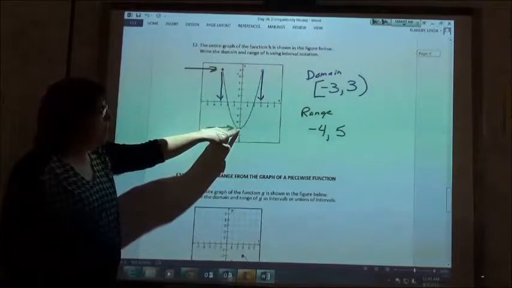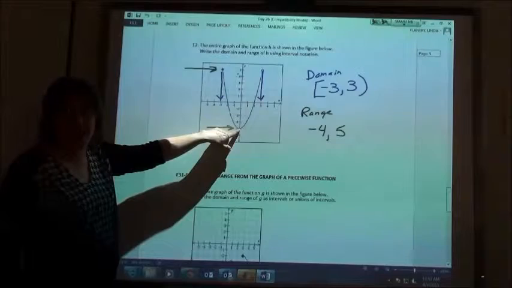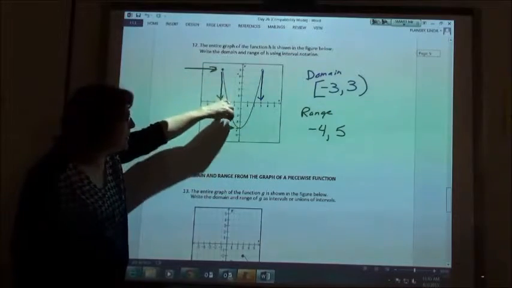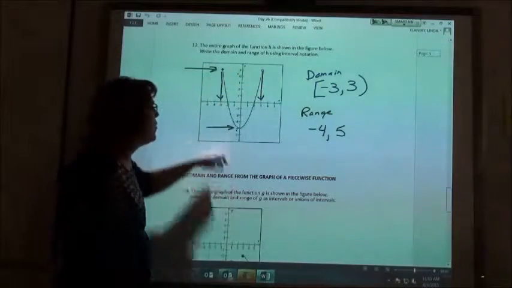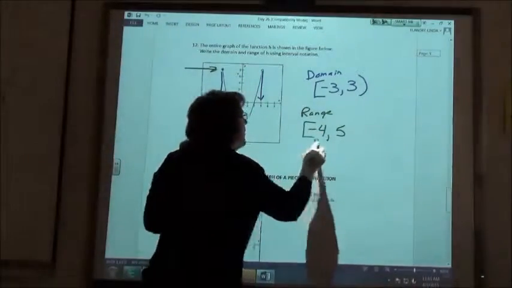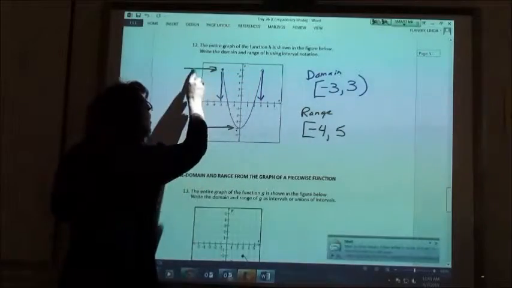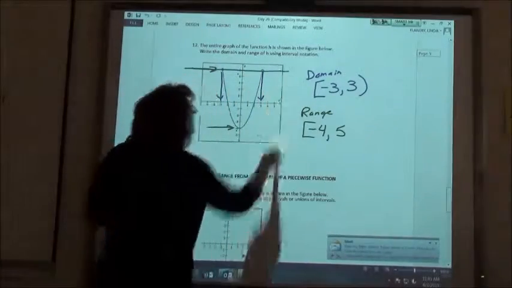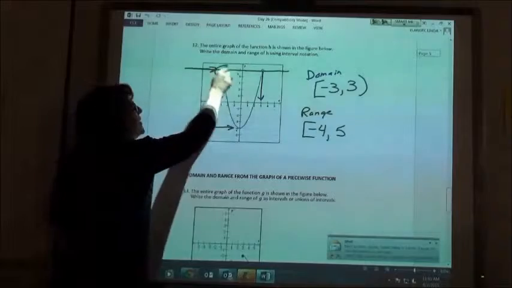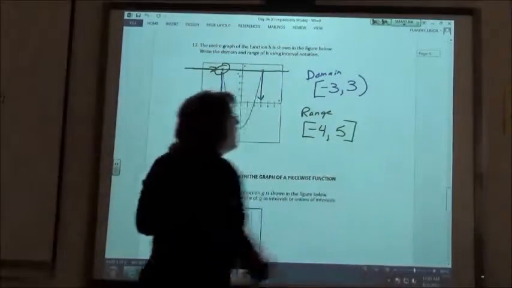Here, am I including this point? Well, there's not a hole in my graph. It's a solid dot. They just didn't put dot, dot, dot all the way through. So yes, I am touching my graph at this point. I'm going to have a bracket. Same thing when I think about this one. If I would draw a line, am I touching the graph at all? Yes, I am touching the graph at that point. Also going to have a bracket.